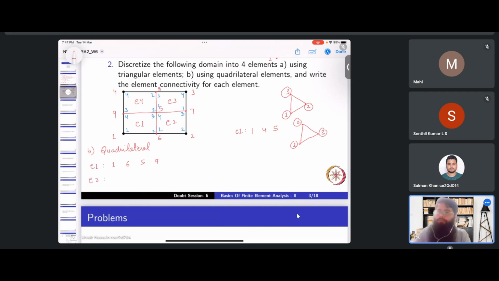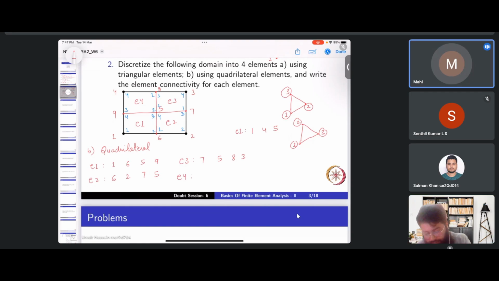For element 2, would someone else like to try? 6, 2, 7, 5. Okay, and for element 3, 7, 5, 8, 3. Yes. And for element 4, 8, 5, 9, 4. Okay, correct. Thank you so much.